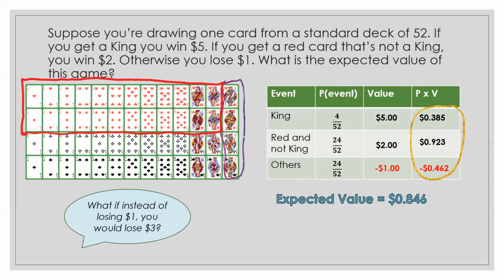Now, suppose instead of losing $1, you're losing $3. Is it still going to be a positive expected value game? You should go ahead and play around with a friend or a family member and see how this works. That's the fun part of learning probability and expected value.